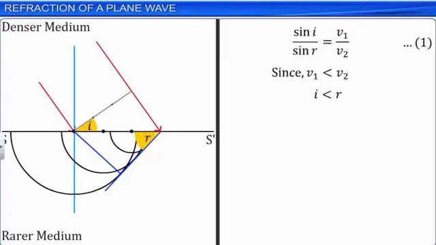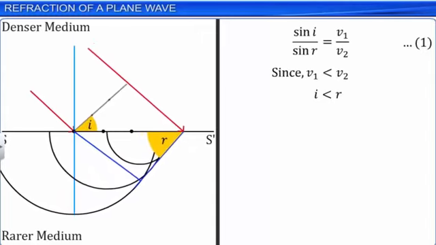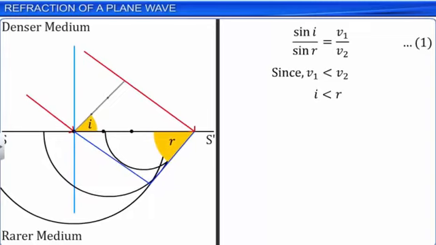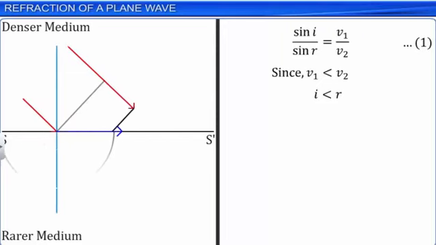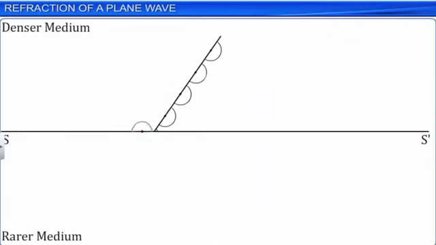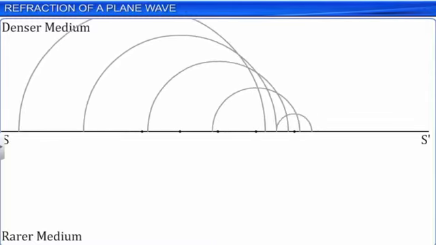If the angle of incidence i is increased, correspondingly, the angle of refraction also increases. For a particular angle of incidence known as critical angle, the angle of refraction becomes 90 degrees and the wave grazes along the interface SS'. If the angle of incidence is greater than the critical angle, we will have total internal reflection. As such, the laws of refraction are consistent with the wave nature of light.